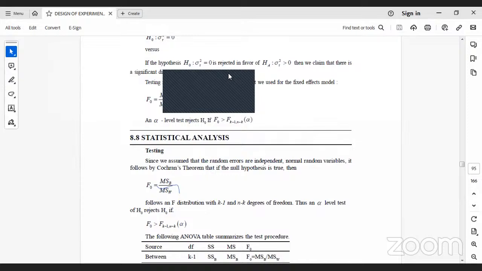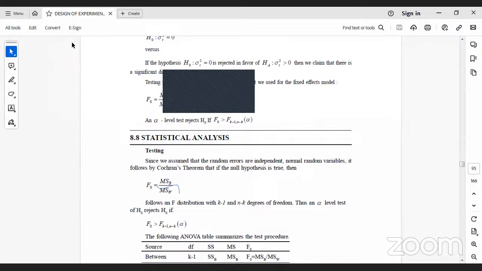If and only if the summation of j equals 1 to k, r_j equals N. So, by Cochran's theorem, if the null hypothesis is true, F naught is equal to MSB by MSW, which follows an F distribution with k minus 1 and N minus k degrees of freedom. Thus, at alpha level, the test rejects H naught if F naught is greater than F of k minus 1, N minus k, alpha.